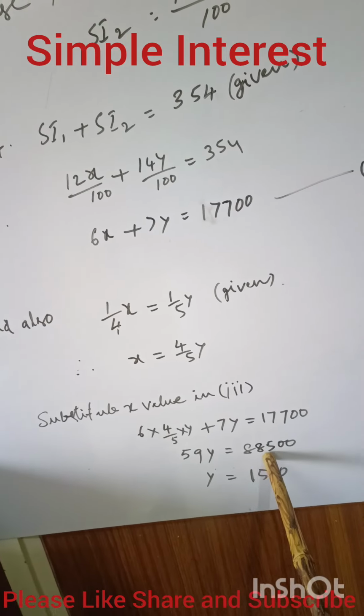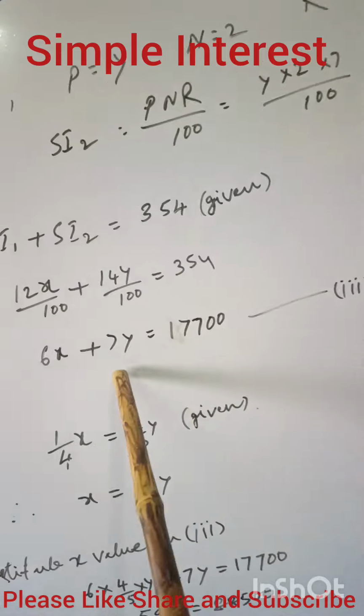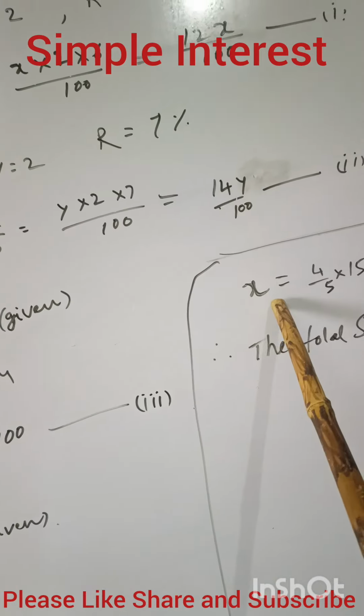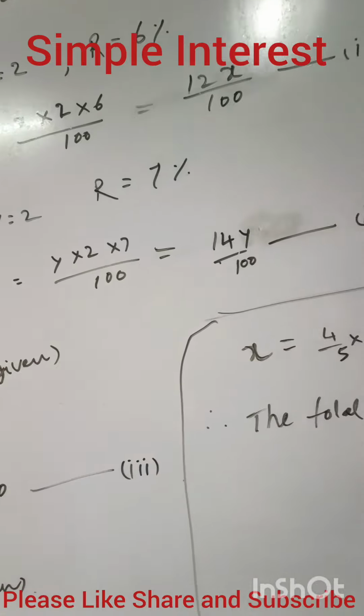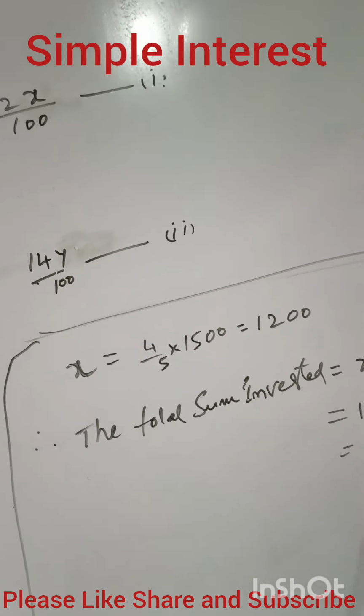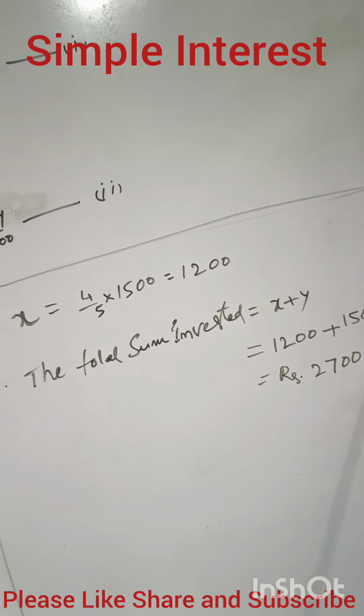15y is 88,500. Y is equal to 1500. So substitute this value once more in this. Here we will get x is equal to 1200. So total sum invested is x plus y, 1200 plus 1500, is equal to rupees 2700. Okay, thank you.